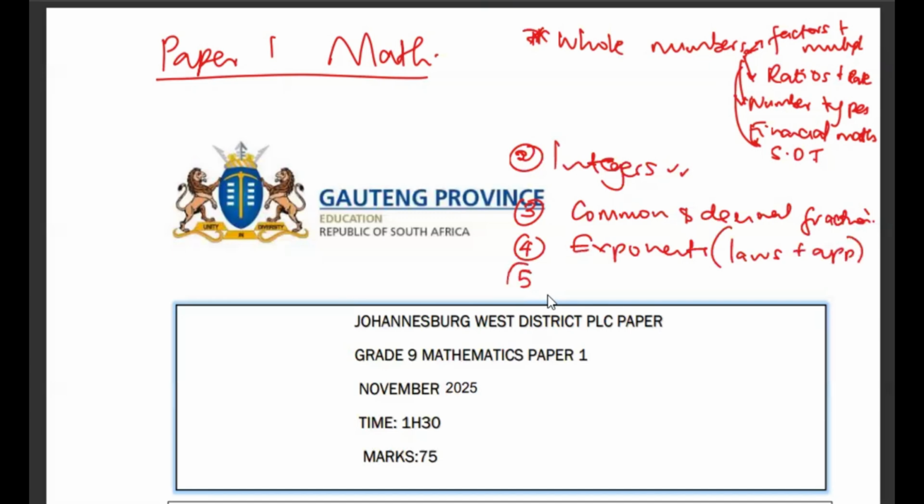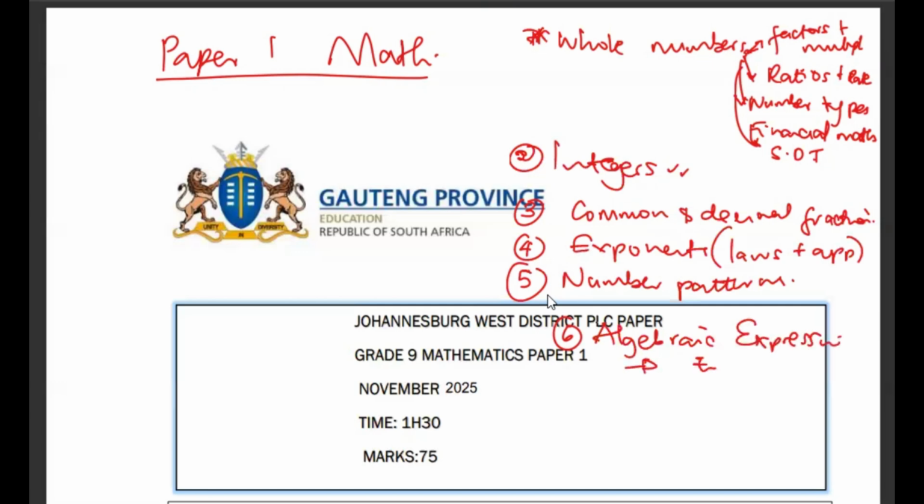And then number 5, we have the number patterns. Topic number 6 that we normally look at is the algebraic expressions. From the algebraic expressions, we can also have the algebraic equations. They move hand in hand. And then lastly, we have our functions and relationships. So basically that is what paper 1 is made up of.